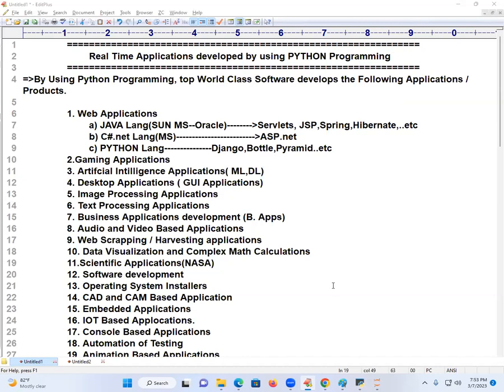Early morning all classes are busy. Already batches are going on. This is the batch which is started now.